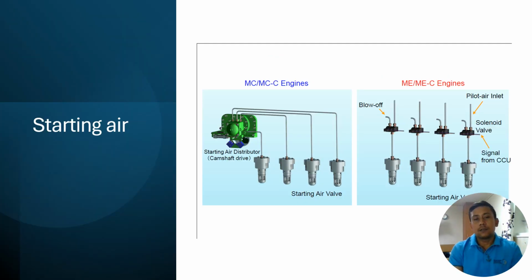The starting air. You can see here in the MC engine, the starting air distributor is driven by the camshaft. In the ME engine, you can see the starting air valve is activated by a solenoid valve which receives a signal from the CCU. Thus it makes the ME engine simpler. A simple small solenoid valve receives the signal from the CCU and in turn activates the starting air valve.